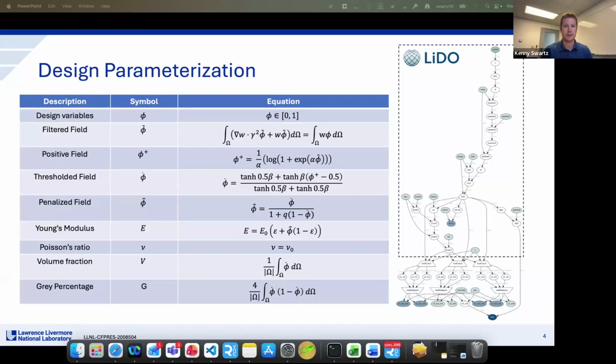One thing I wanted to point out is that I am using the Livermore design optimization code, which is a graph-based framework for posing these optimization problems.